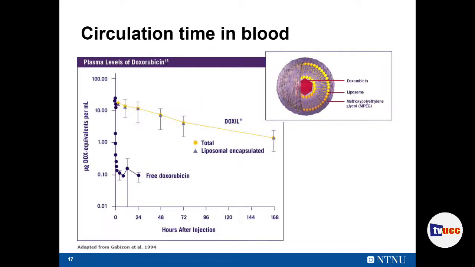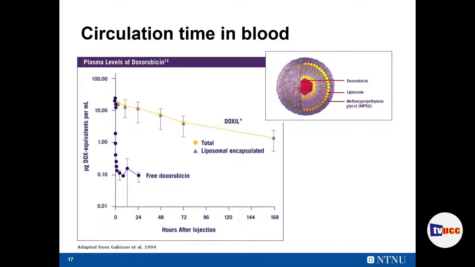I mentioned the circulation time in blood, and this graph shows you the difference in how fast the drug doxorubicin is cleared, either injected free in the patient or in a nanoparticle. You can see that when it's free, it will be secreted within an hour, perhaps minutes, while the liposome goes on for a very, very long time.